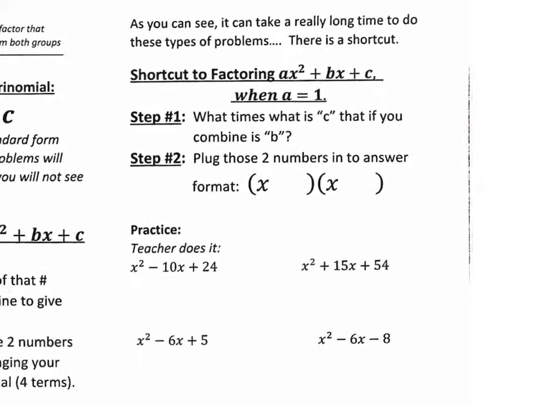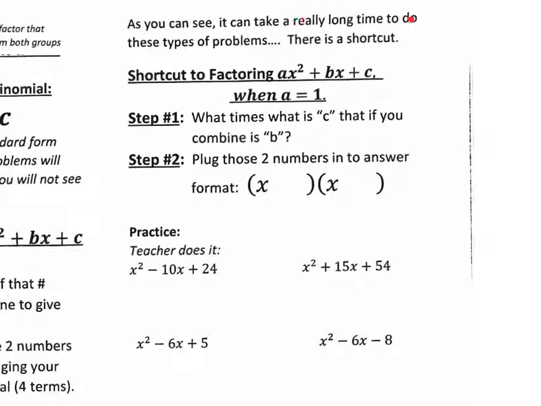Ladies and gentlemen, as you can see, it takes a really long time to do these types of problems. There is a shortcut to factoring a quadratic trinomial ax squared plus bx plus c when the a value is equal to 1. The a value has to be 1. In other words, you cannot have a number out here. If you have a 6 out here, you can't do this shortcut. If you have a 2 out here, you can't do this shortcut.